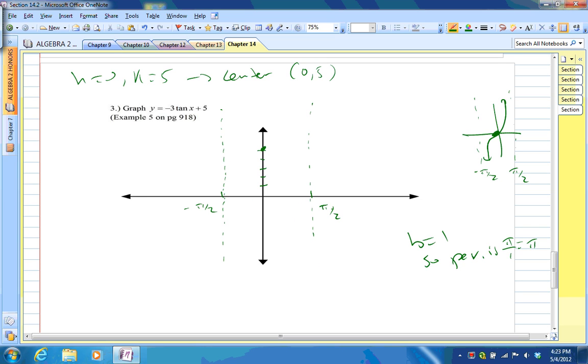Of course, if our period was larger, I'd clearly move the asymptotes out wider, or if the period is smaller, then I move the asymptotes in closer, depending on what we have. And we'll see some examples of that on Monday. I don't want to give you too hard of a problem for the weekend to look at.